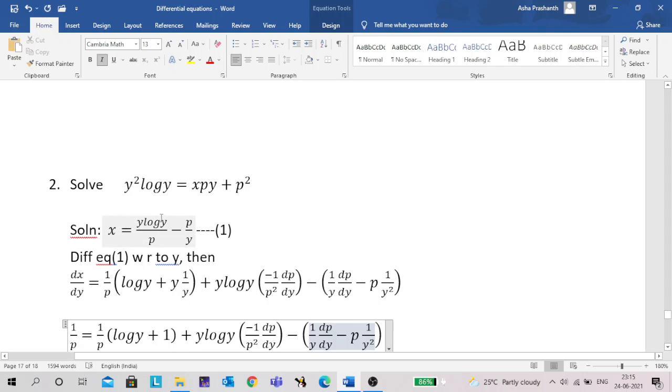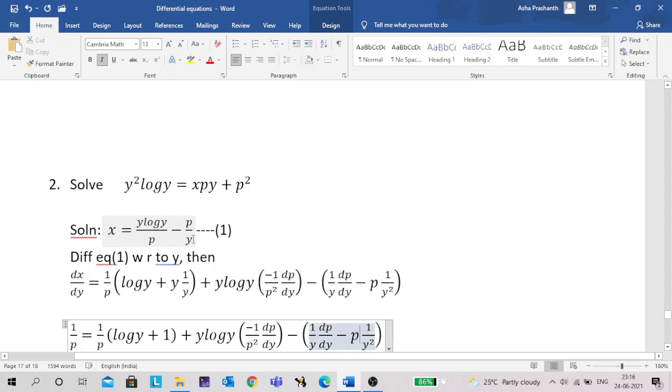Then numerator into the denominator. Numerator you write as it is, plus numerator into the 1 over p differentiation is minus 1 by p square dp by dy. Here minus is there, you write minus. Here also I am applying the product rule. If you are comfortable with the quotient rule, you can apply that. I am applying here the product rule.